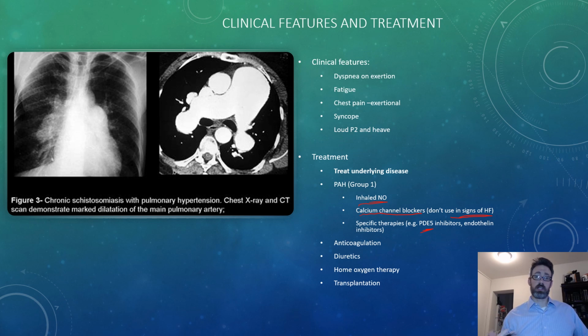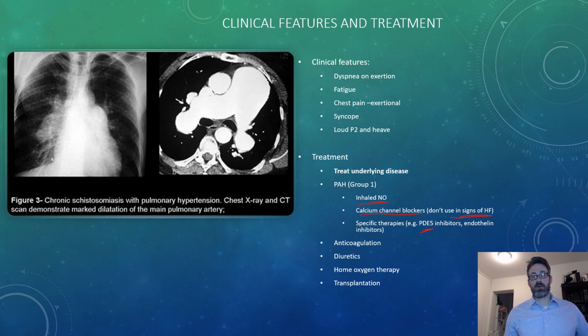Endothelin 1 normally constricts these vessels, so endothelin inhibitors can help to vasodilate the pulmonary vasculature and hopefully help increase the circulation and drop the resistance. In some cases, you may need anticoagulation. When you have backed up pressures, you can get stagnation of flow, which can lead to thrombosis, plus this could lead to things like AFib and so on.